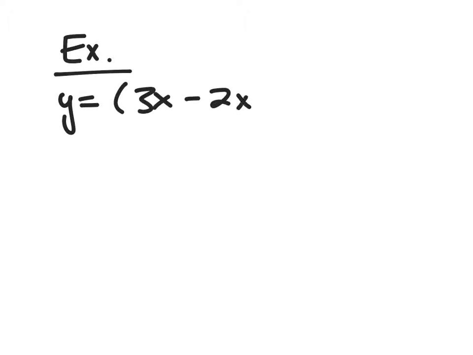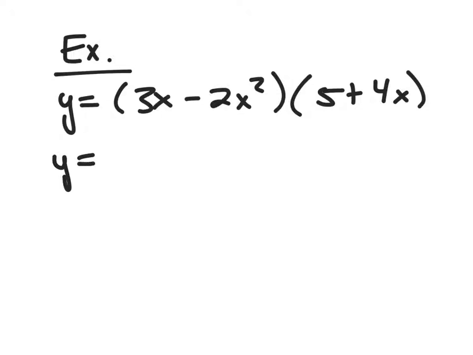Let's say that I am given y is equal to 3x minus 2x squared being multiplied by 5 plus 4x. Well, if we do not know the product rule yet, then the only way I can differentiate this to find y prime would be to actually FOIL it out first, distribute it out, and then use the power rule. So I'm going to do that.